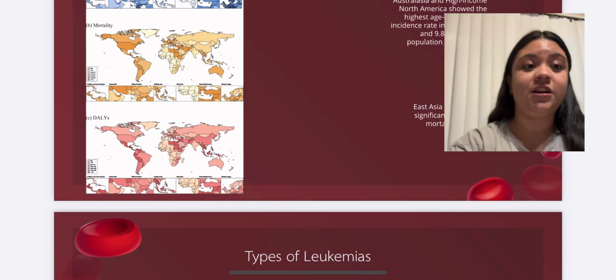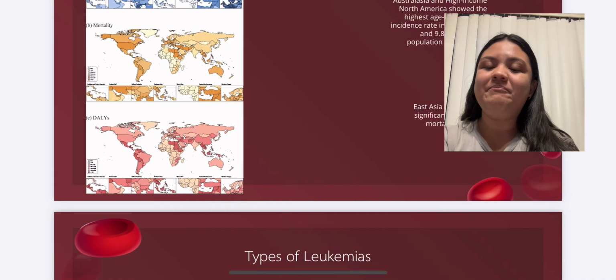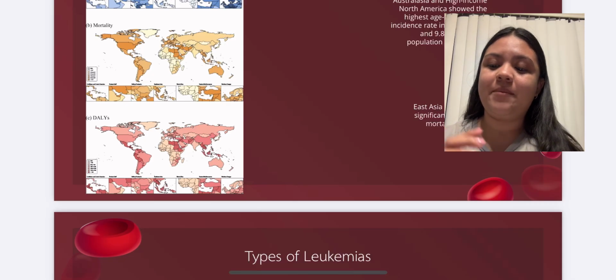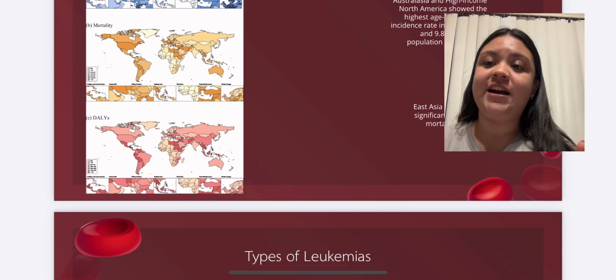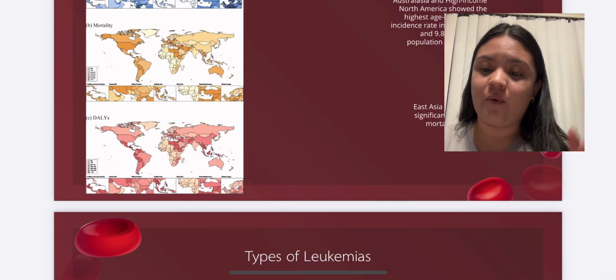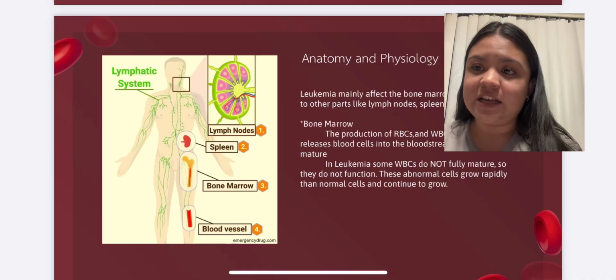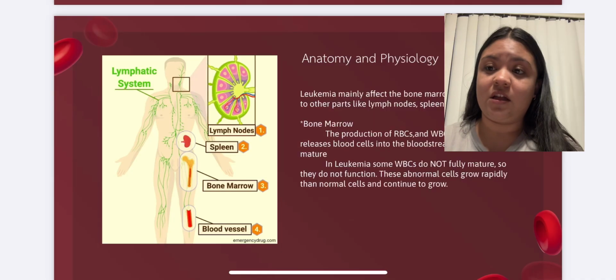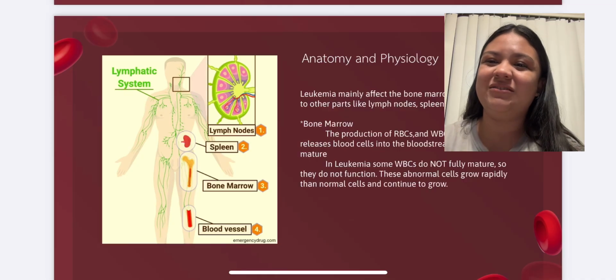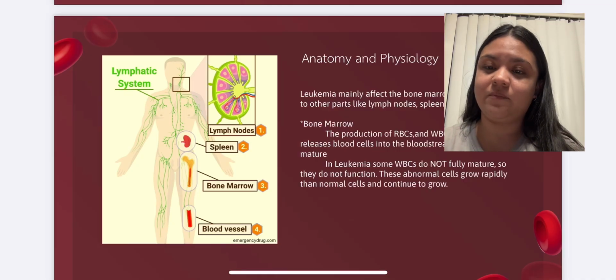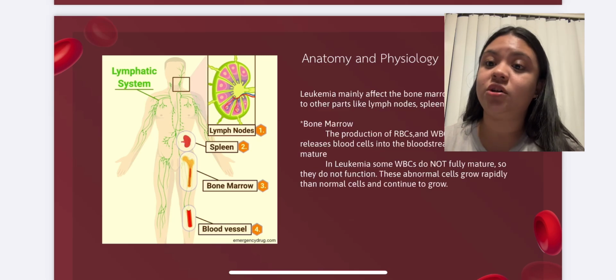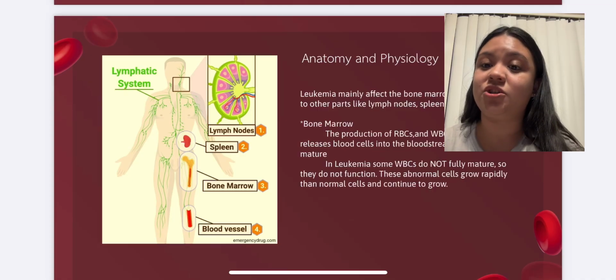So, anatomy and physiology of leukemia. Because it's a blood cell cancer, it affects the production of white blood cells, which is in the bone marrow. It starts in the bone marrow, and it can spread into other parts of the body, like the lymph nodes, spleen, or liver. The bone marrow is the production site of white and red blood cells, and it releases the blood cells into the bloodstream where they can mature.